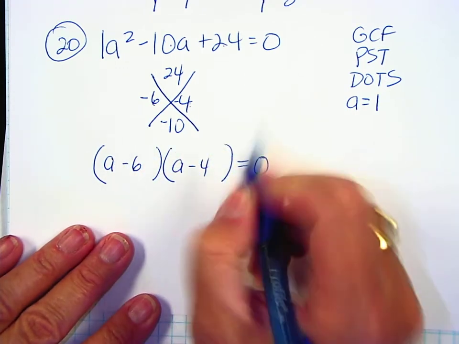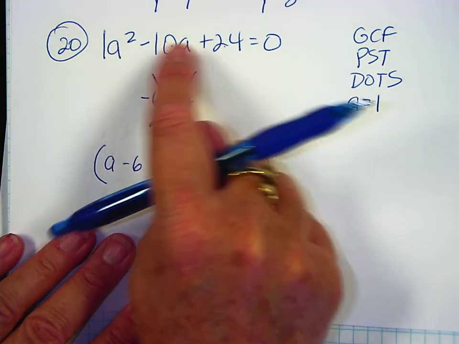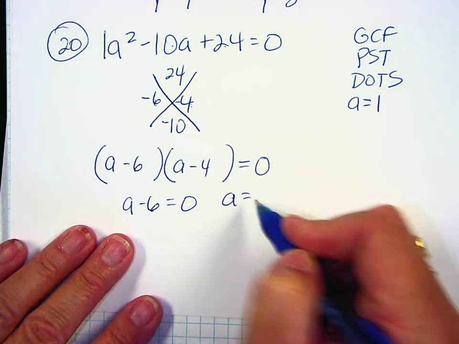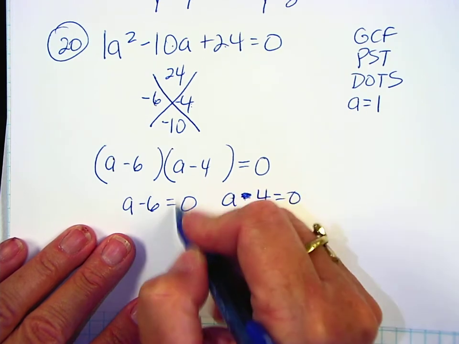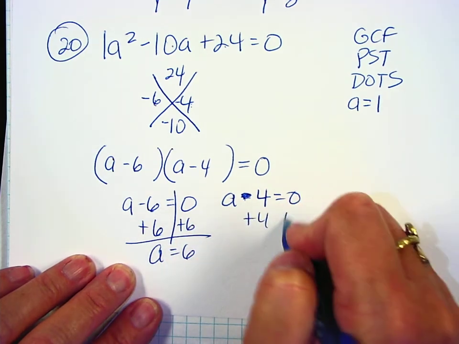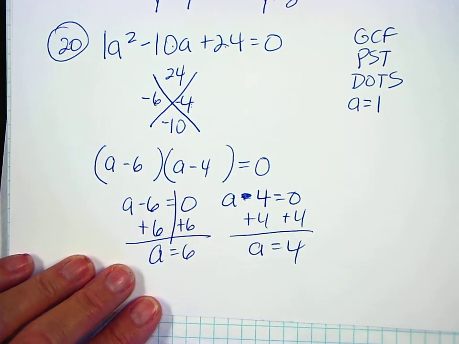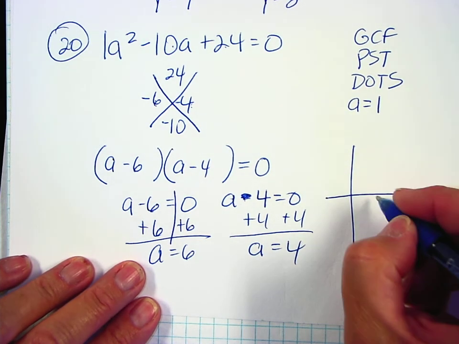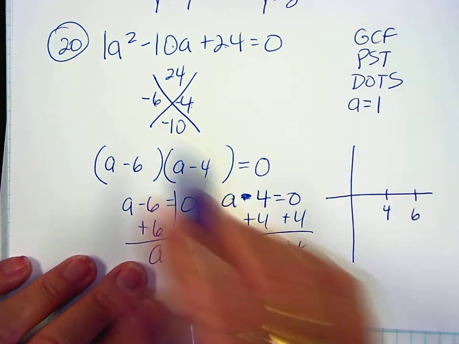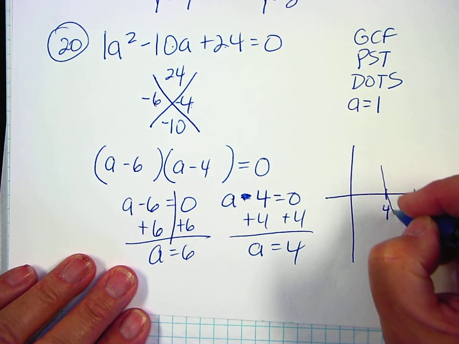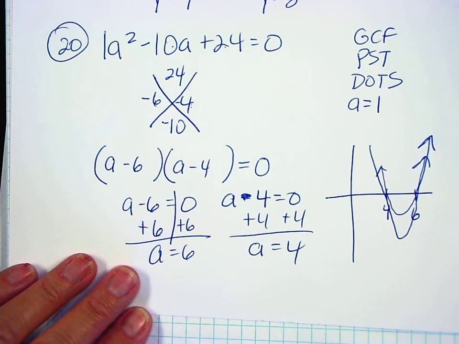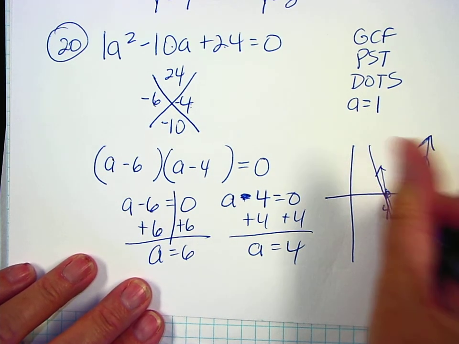Now to solve it, to get the solutions that will make this true, the values of a that will make this equation true, I have to set each factor containing a variable equal to 0, and then I have to isolate my variables. So again, if I were to graph this, I would have x-intercepts at 4 and at 6. Leading coefficient is positive, so I know it's going to open up. So maybe it'll look like that. Maybe it'll look like that. I don't know, but I know it touches the x-axis here, and it opens up.